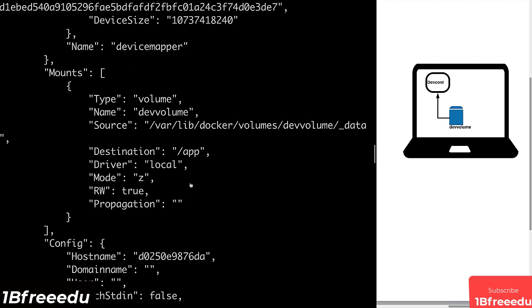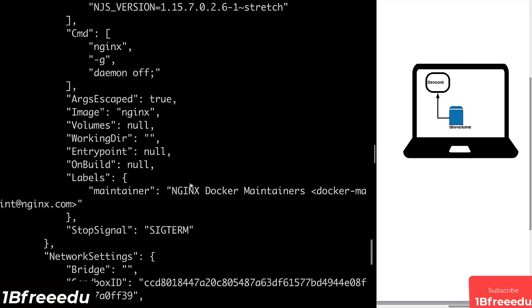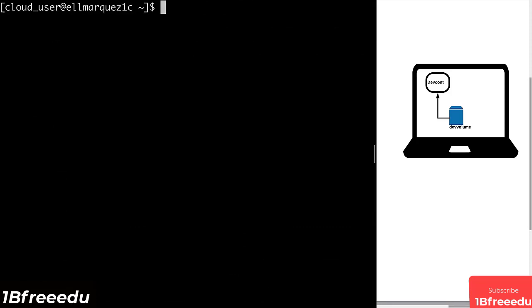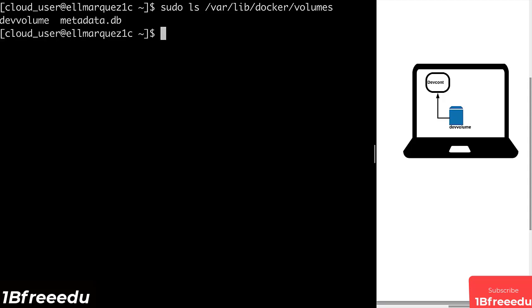And we can actually go into the container and take a look at that. All right, so we're going to be needing our sudo permissions, and we're going to do ls /var/lib/docker/volumes. And we can see our dev volume resides here. We can list out information inside of it.